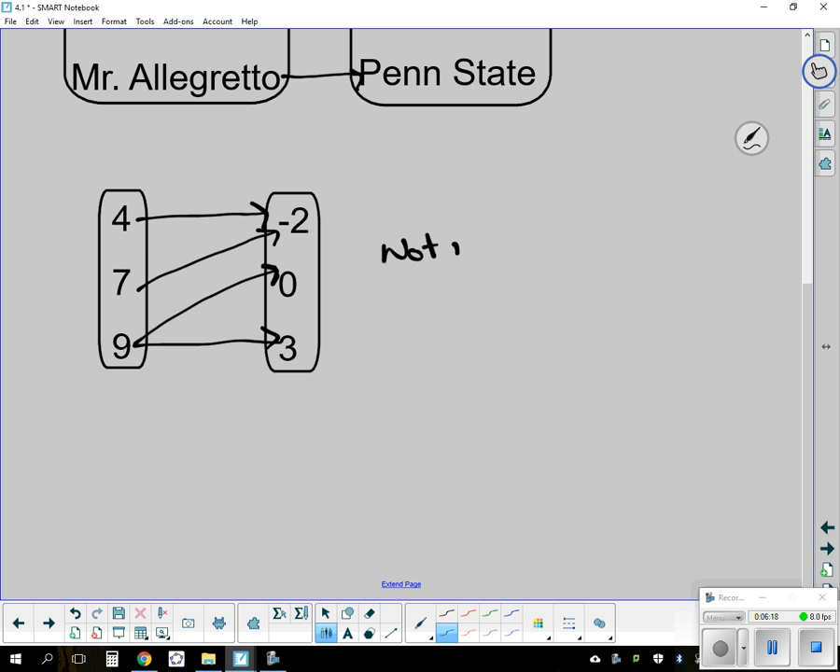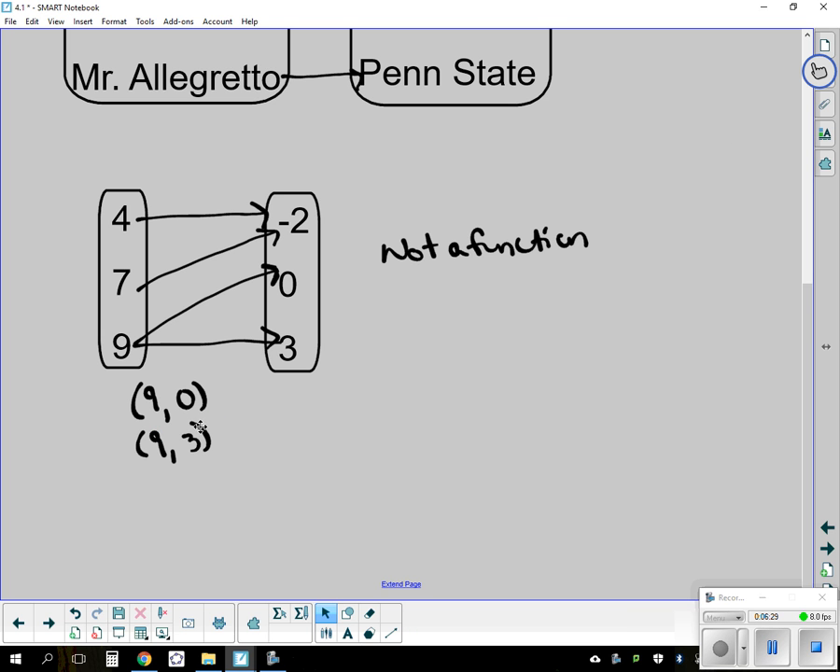This is not a function. It is not a function because my x value of 9 is paired with two things. It's paired with 0 and it's paired with 3. But each x can only have a single y. So therefore, this would not be a function.